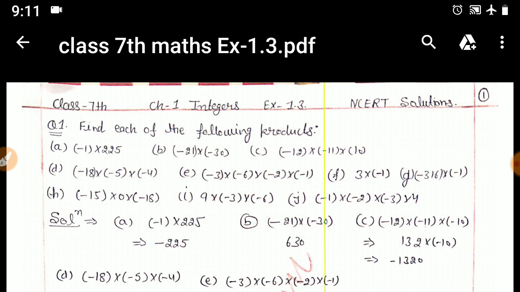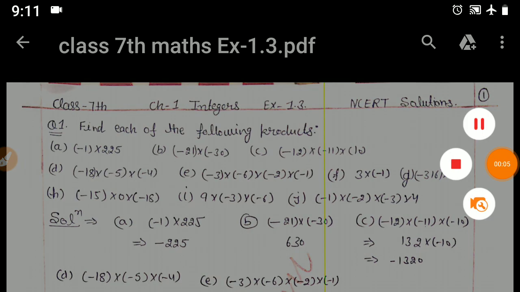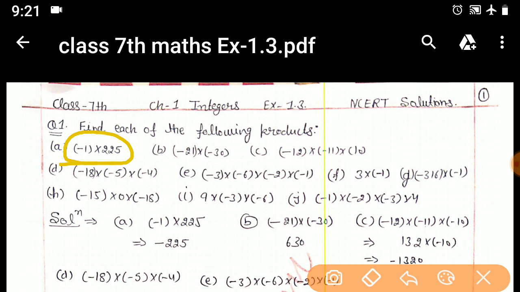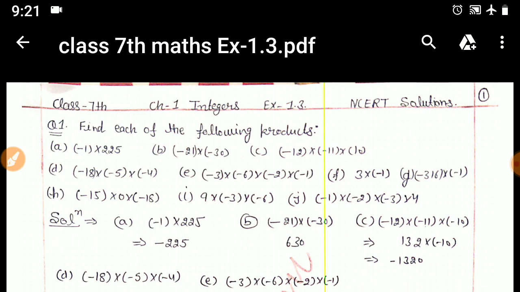Find each of the following products. Our first part is minus 1 multiplied by 25. As we know, if we multiply a negative integer by a positive integer, then the result will be negative, so we will put a negative sign in front of their product. The product of 1 and 25 is 25, and we will put a negative sign in front of it.